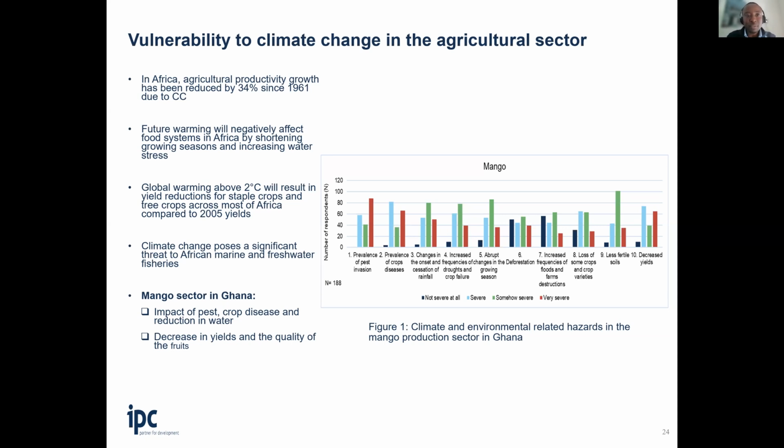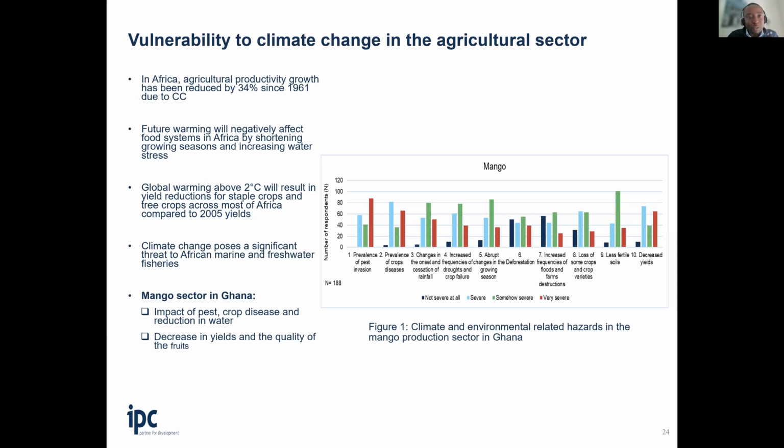As we can see, the impact will be seen not only on staple crops, but also on tree crops. When you make a projection for the more than 1.5 and 2 degrees Celsius scenarios, we will see in almost all the continent a real impact on productivity, so a yield decrease within the continent.